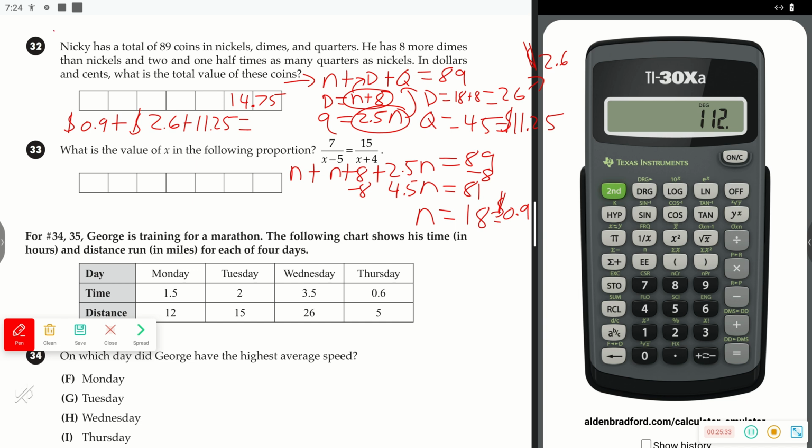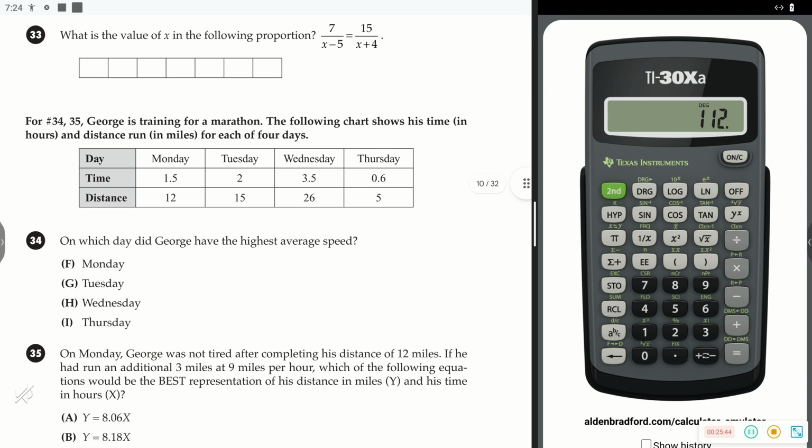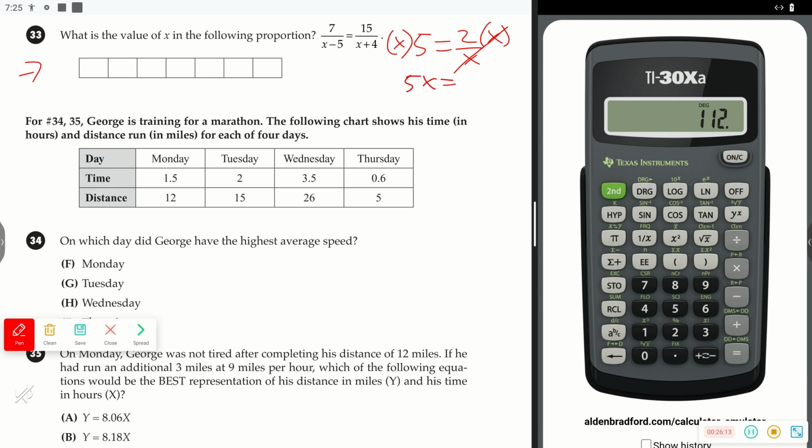All right, that is the answer to number 32. And let's move on to number 33. What is the value of x in the following proportion? Now this looks a little bit weird having x minus 5 and x plus 4 on the bottom, but let's just say we had 5 equals 2 divided by x, and we were trying to get x to the top. We would actually want to multiply both sides by x, right? Because x divided by x is 1, so then we would have 5x equals 2.